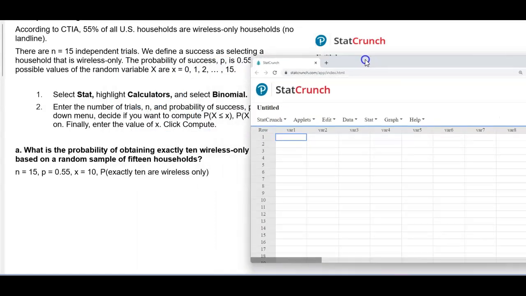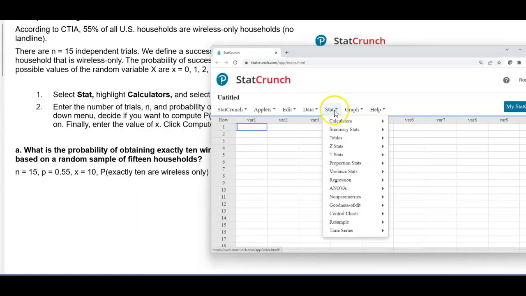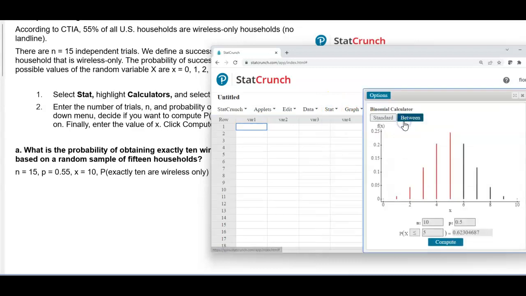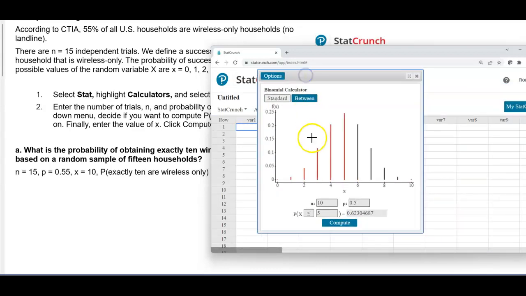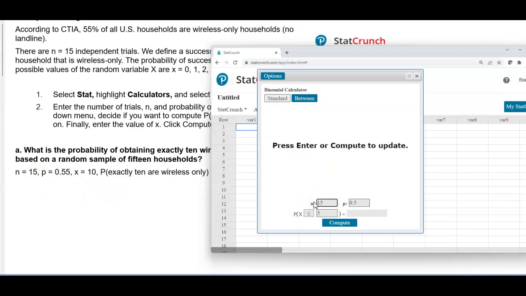Again, as we stated before, you're going to go to Stat, Calculators, and then select Binomial, and then you're going to see the Binomial Calculator. Now, you look down here at the top, you either have Standard or Between. We want the standard for now. We know that n is equal to 15, so we're going to change this n from 10 to 15. Then we're going to put in the value of p to be 0.55, and then we're going to say that x is equal to 10. So we're going to change this symbol to be equal, and this is the menu for that. Then we're going to put in the value of 10.